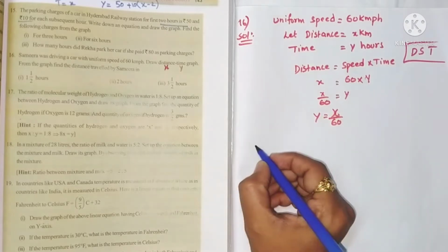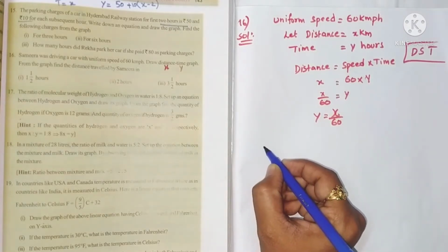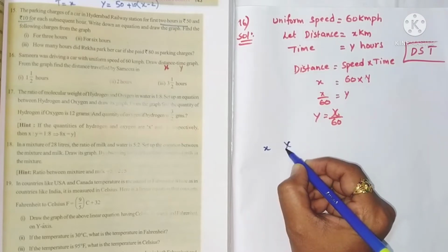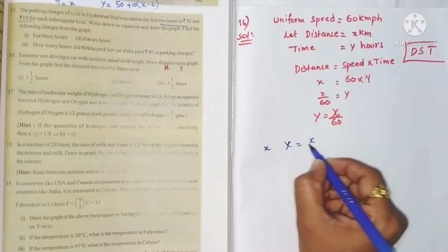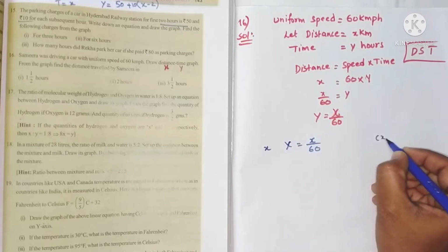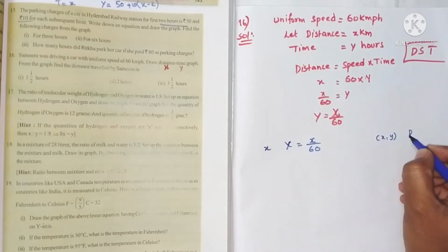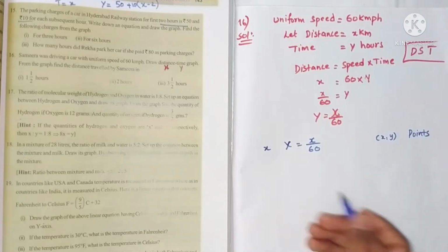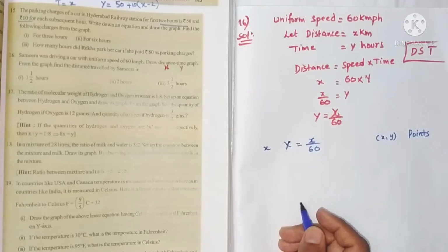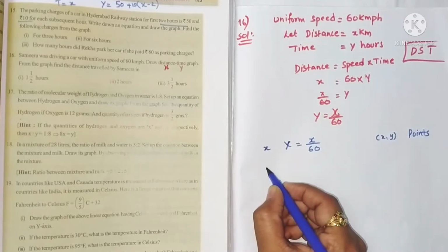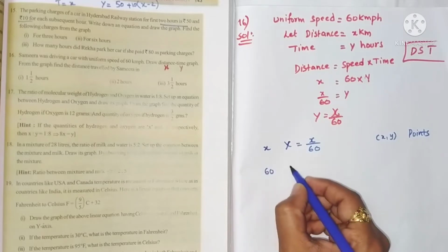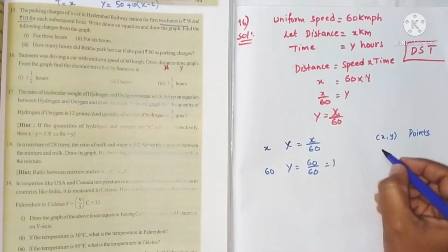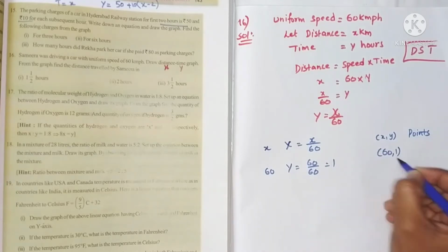Now we want to calculate the points, x comma y, for y equals x by 60. So first we take x as 60 only. Then y equals 60 by 60, value 1. So x is 60, y is 1. It is point A.